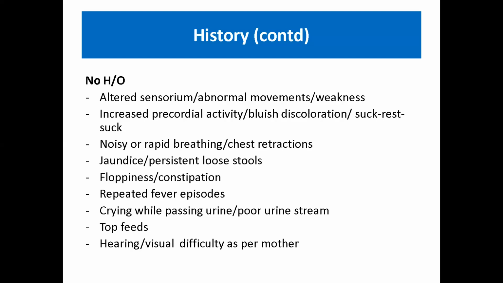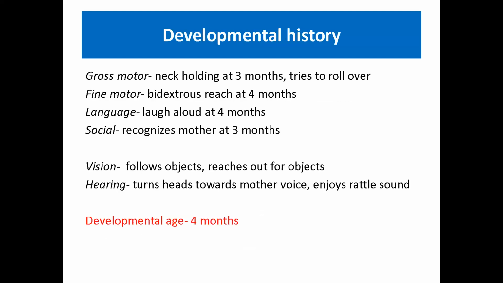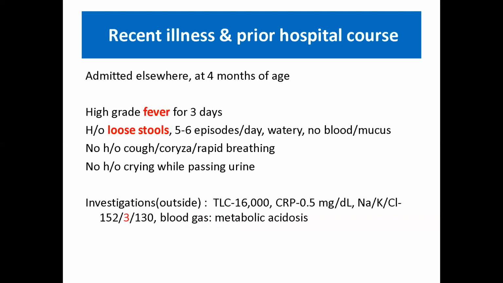The child was on exclusive breastfeeds. There were no top feeds, so hypoosmolar feeds were given, and there was no history of any visual or hearing impairment in the child as per the mother. The child at 5 months of age was fairly preserved as far as the developmental domain was concerned, and his developmental age was around 4 months at a chronological age of 5 months.